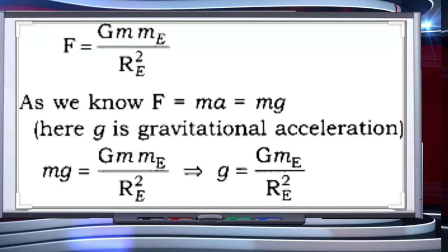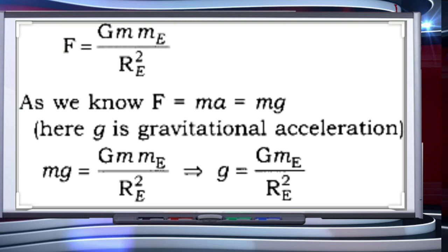We know that the force of gravity acting on an object of mass m just near the surface of the earth is given by the formula on the slide: F is equal to G times the product of two masses divided by r square, where Me is the mass of the earth and r is its radius. In accordance with the second law of motion, the force of gravity on an object must be equal to the product of the mass of the object and the acceleration due to gravity. So F is equal to mg. Now replacing F with mg, we get mg is equal to G m Me upon r square.